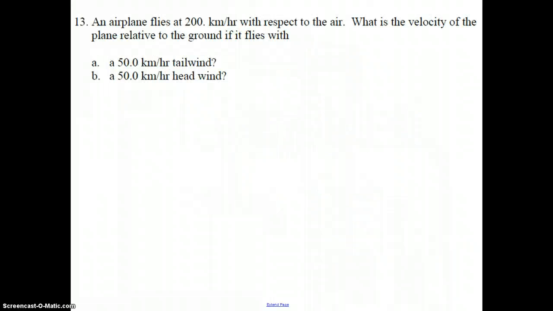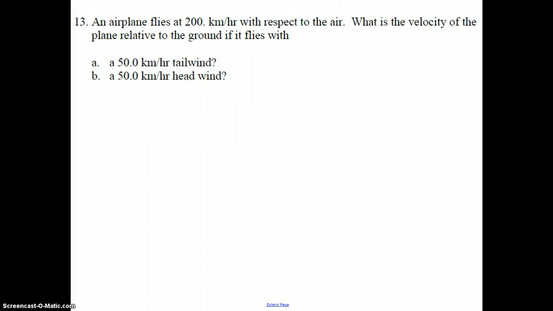Moving on to 13, we have an airplane that flies at 200 kilometers per hour with respect to the air. What is the velocity of the plane relative to the ground if it flies with A, a 50 kilometer per hour tailwind, and B, a 50 kilometer per hour headwind? Well, the plane flying 200 kilometers per hour with respect to the air is literally how fast it's traveling in the air. However, with tailwind, headwind, or crosswind, this is not what a person standing on the ground would see.